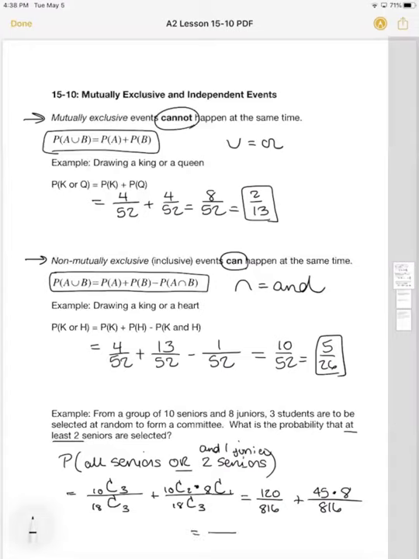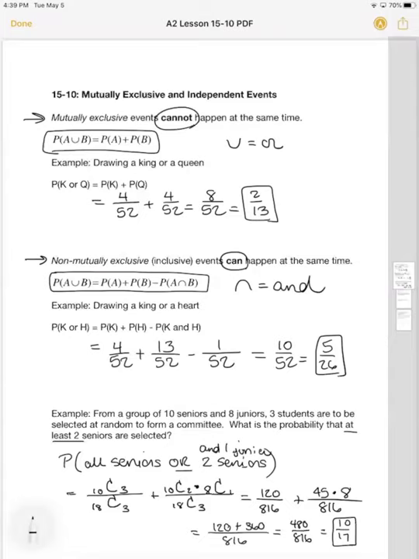Now, let's go ahead. I'm going to go under here and I'm going to do 816. I've got 120 plus, well, 45 times 8 is 360. I've got 360 plus 120. I've got 480 over 816. And I'm going to go ahead and reduce that fraction. My probability of getting all seniors in the group or 2 seniors and 1 junior would be 10/17. Or means to add the 2 different scenarios together.